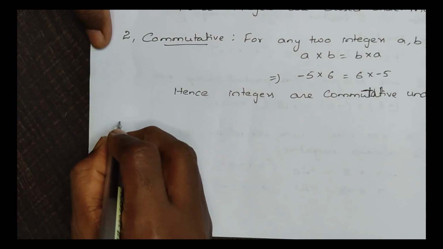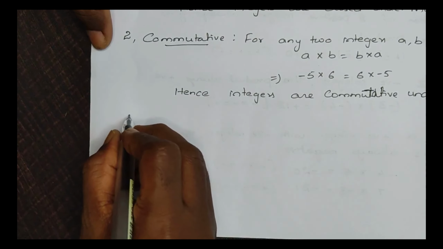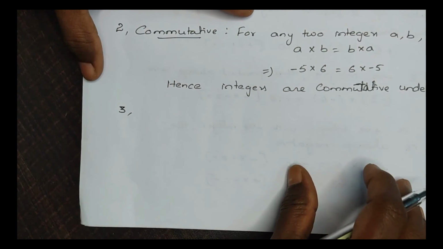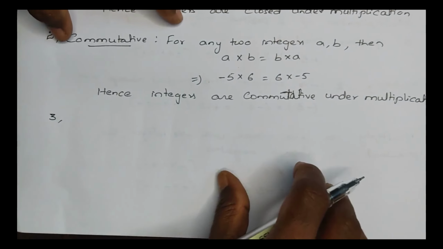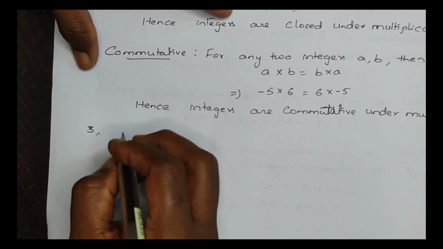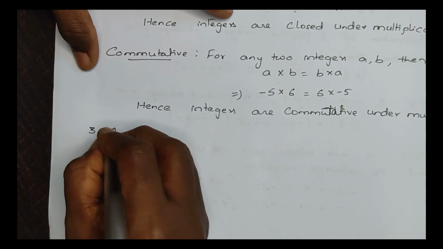Now the third one. What is the third property we have learned in addition and subtraction? That is associative. Okay. The third property is associative.